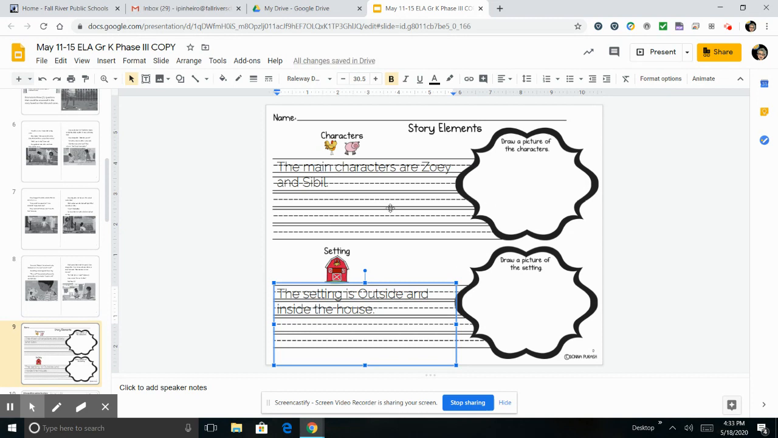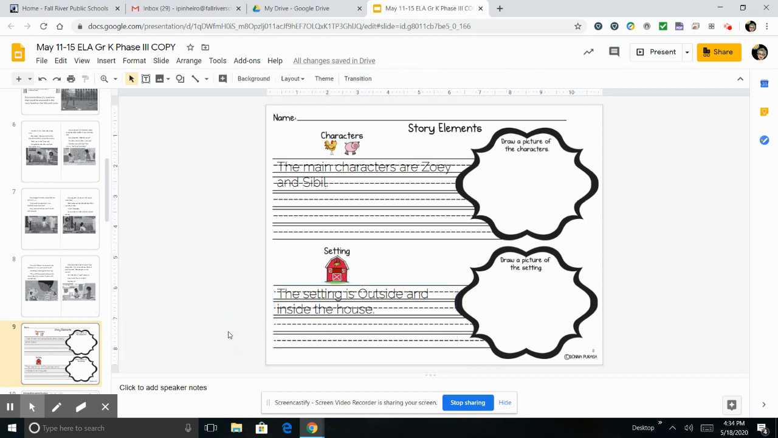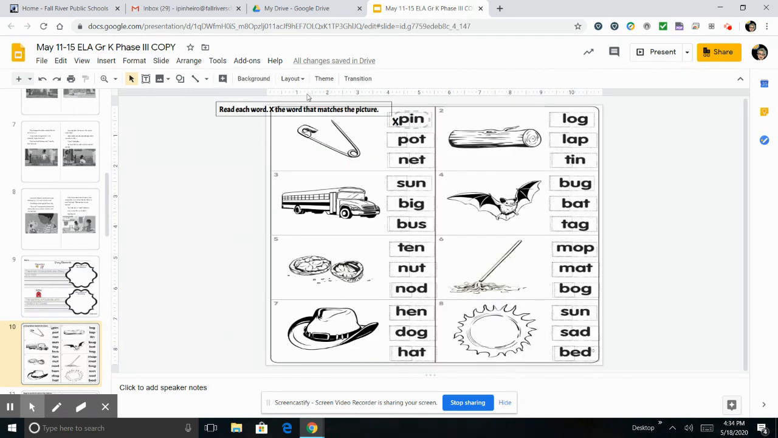Okay, and if you have paper, you can write the words and you can draw a picture if you want to. On the next page, we have to read each word and X the word that matches the picture again. So here they have a pin. P-I-N, pin. And you can see there's already an X there to show you. Again, if you're doing this on paper, you can put an X next to the word or you can circle the word. Here's a log.